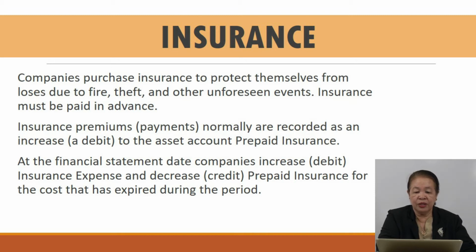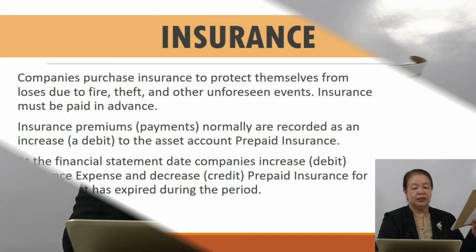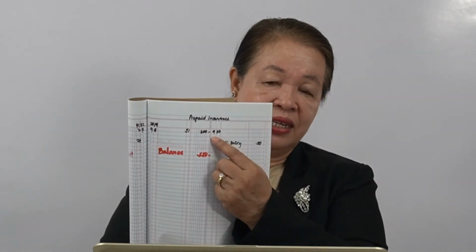So, itong insurance, binabayaran to usually ahead ng 1 year. So, nagiging prepaid insurance siya. No? So, paano i-record yung insurance? Nasa asset account din siya. No? Okay. So, nasaan siya? Nasa asset account. So, prepaid insurance, noong September 4, nagbayad ng 600 sa prepaid insurance. That is good for 1 year. No? So, anong nangyari? Nagkaroon ng adjusting entry kasi ang 600 is good for 1 year.